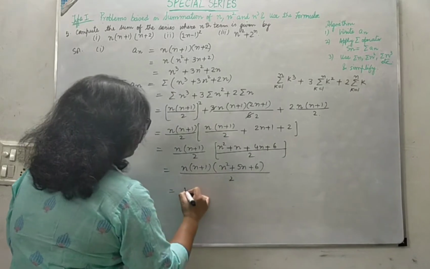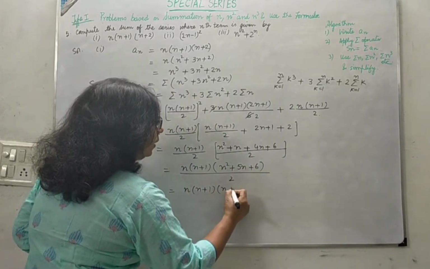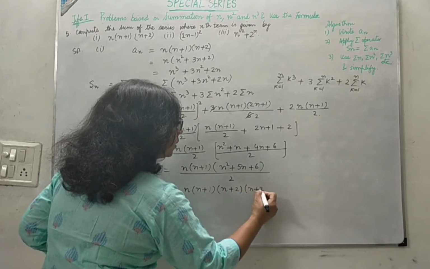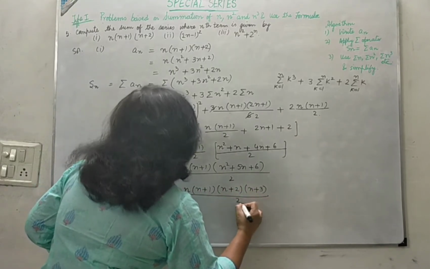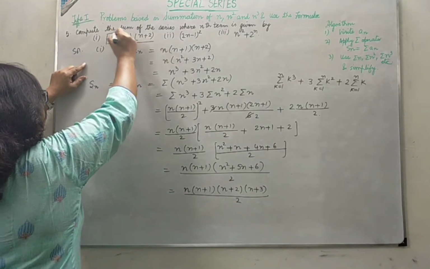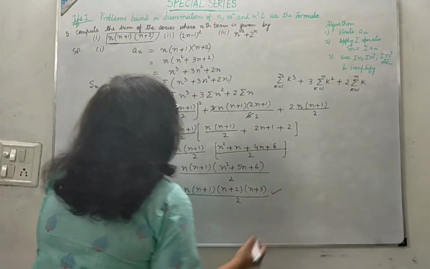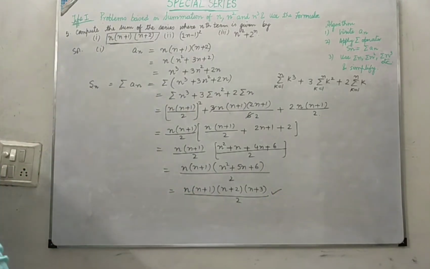And so we are having n into n plus 1. By splitting the middle term, this can be written as n plus 2 into n plus 3 by 2. So we have seen that if the nth term is given by this, then for that series, the sum formula Sn will become this much. Let us take the second one.